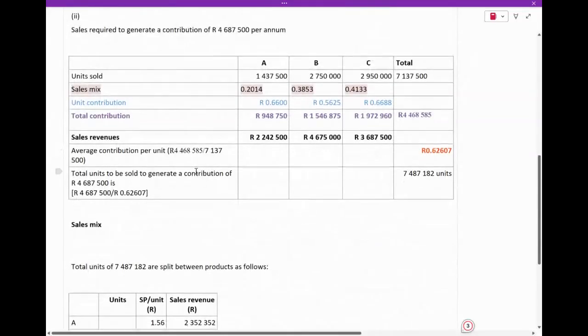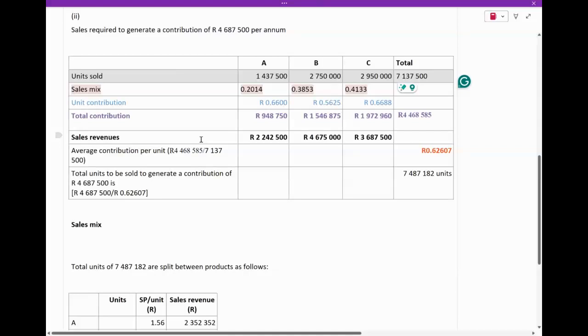The second bit, remember they've asked us there, calculate the sales required of each product to generate a total contribution of 4,687,500. Did I get it correct this time, Thomas? Yes. All right. Okay. Super. So here they gave us the unit sales.